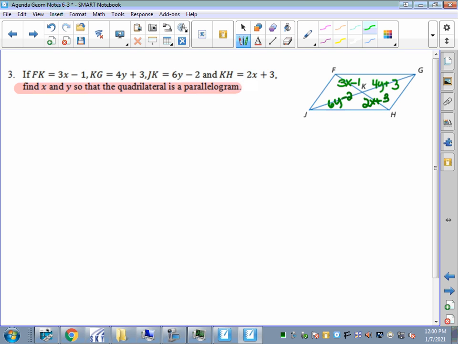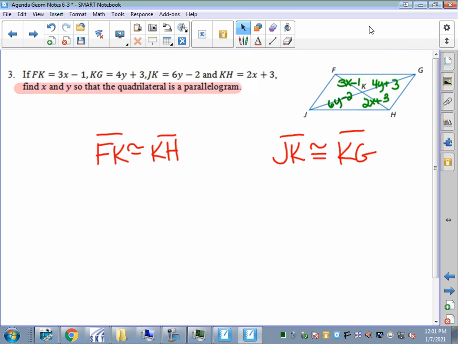Well, if I look at my table, what does it say about diagonals? I've got the diagonals bisect each other, right? So we know that each diagonal gets cut into 2 congruent pieces. So I know that JK is going to have to be congruent to KG. And I know that FK has to be congruent to the other half of that diagonal, KH. So then we can substitute values in there.